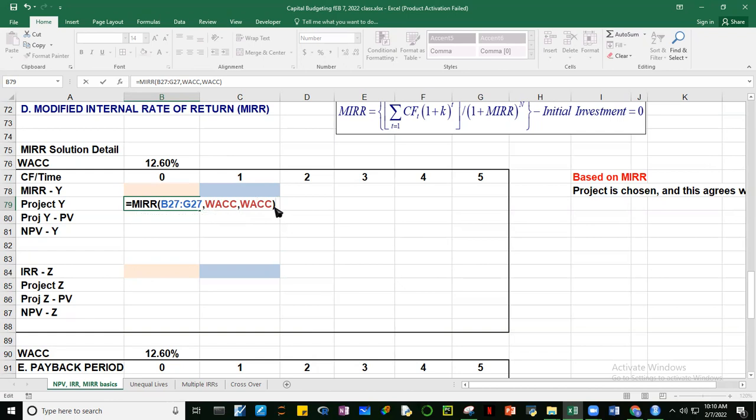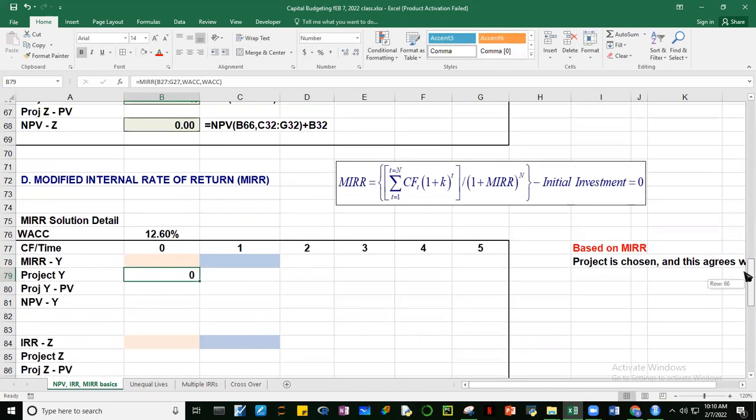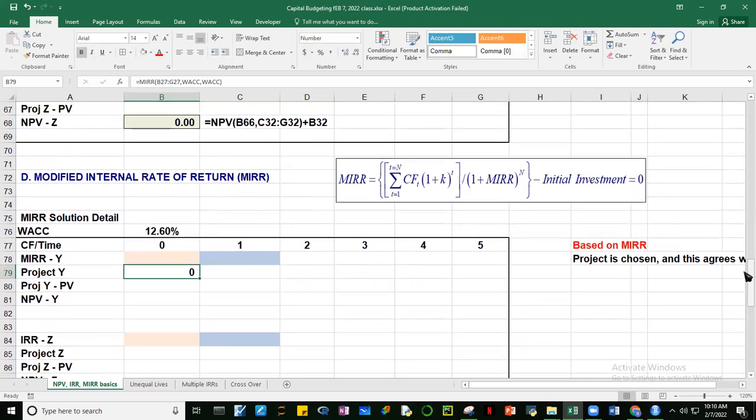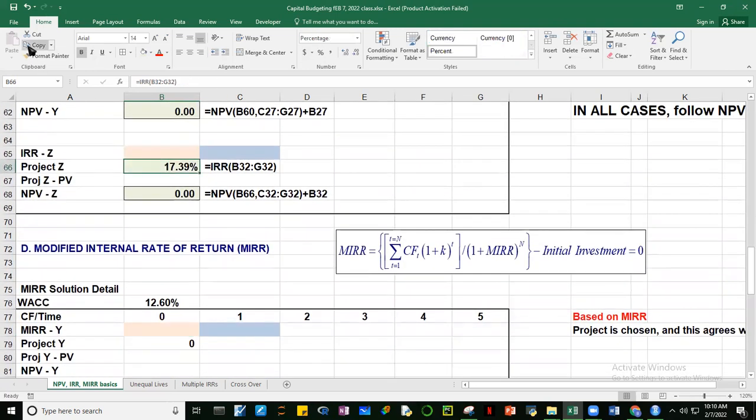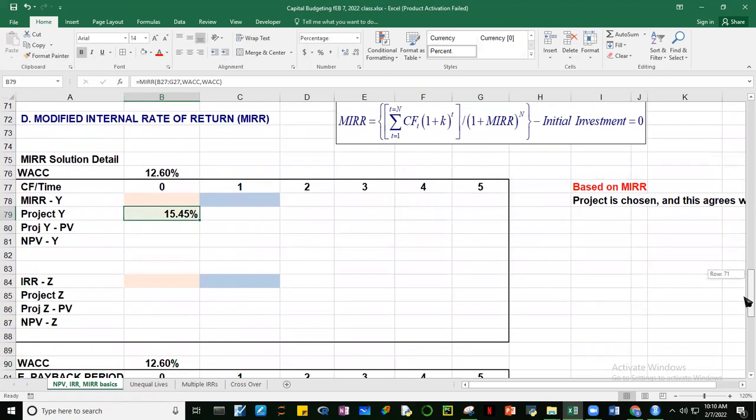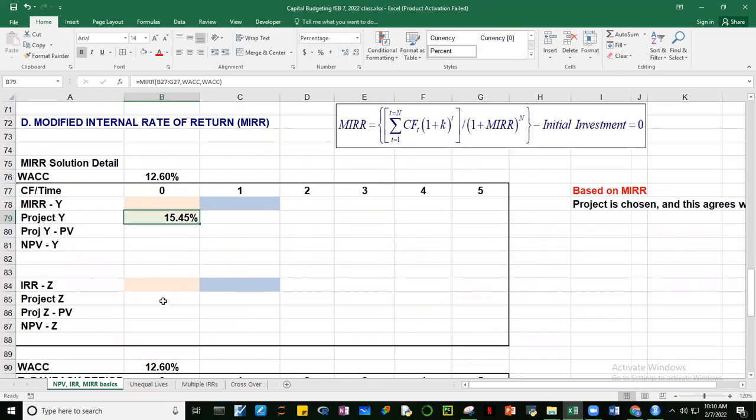Okay, but we will not delve into the, let's say, the nitty-gritty nuances of that. Okay, what's important, guys, is that kaya nga they came up with this modified internal rate of return. It's because this is the more correct way to compute the rate of return. No? So Control Enter. So let's just copy natin yung format. Okay, so the MIRR for project Y is 15.45%.